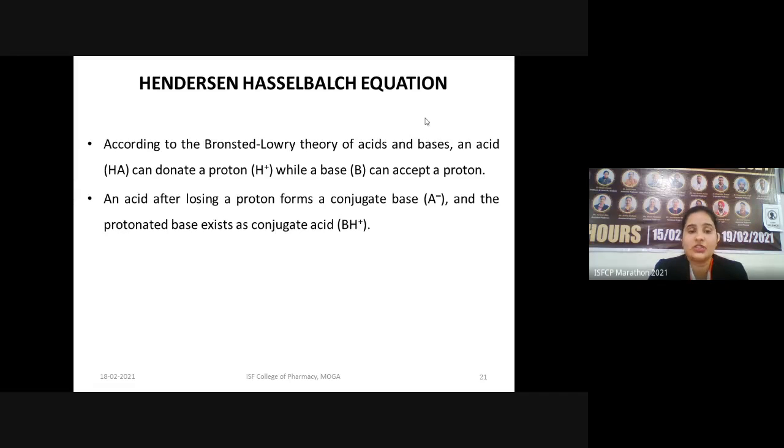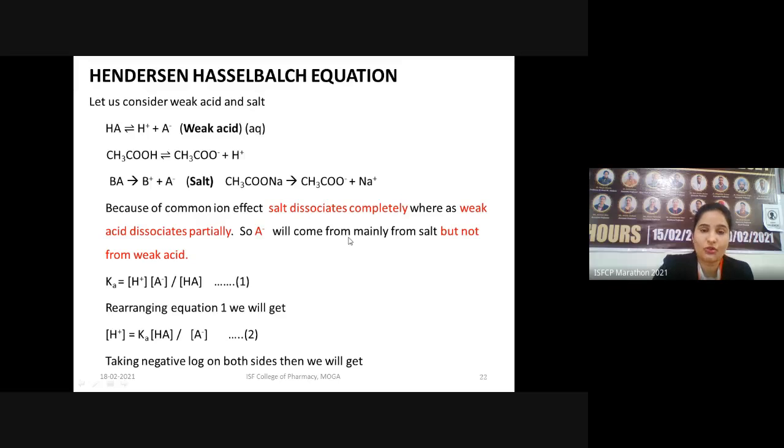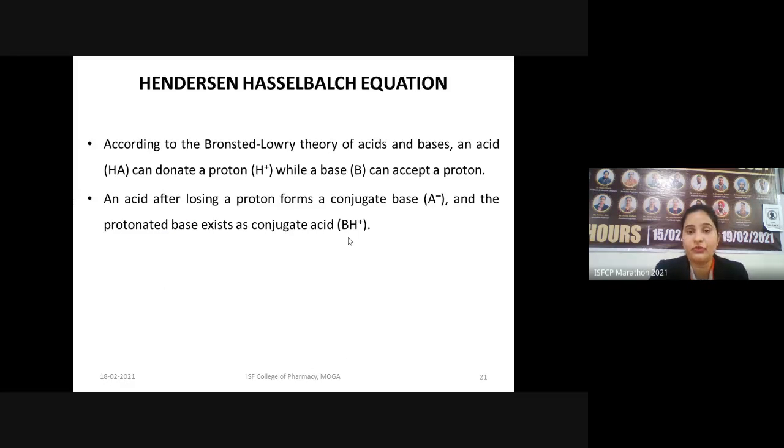So what happens when an acid and base react? The acid will lose a proton and be converted from HA to A negative. The H positive part will be accepted by the base, and the base will turn into a protonated base. It will exist in the form of BH positive. So these were a few assumptions which have to be kept in mind. First of all, it should be kept in mind what an acid and base is according to Bronsted-Lowry theory. Now this will be applied to determine the equation which is known as the Henderson-Hasselbalch equation.